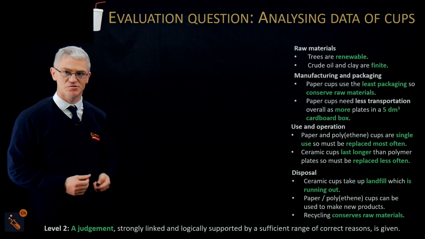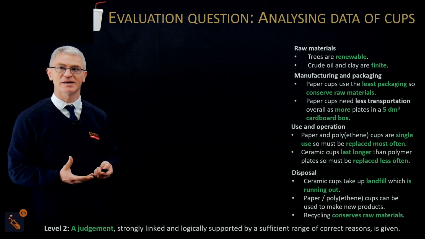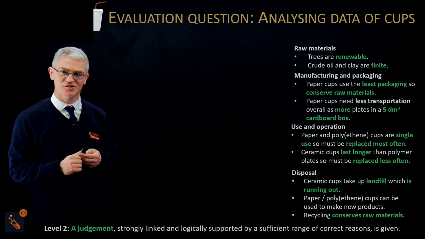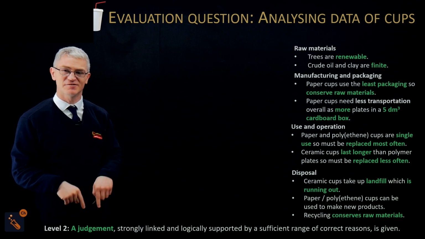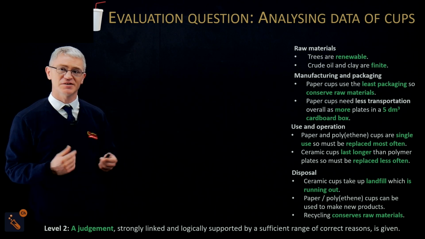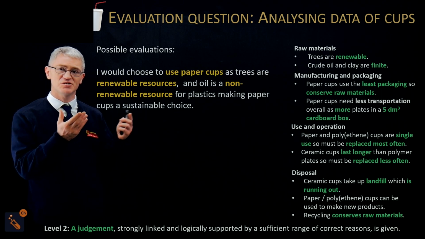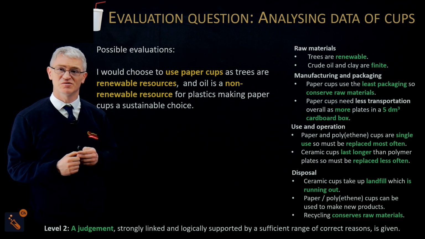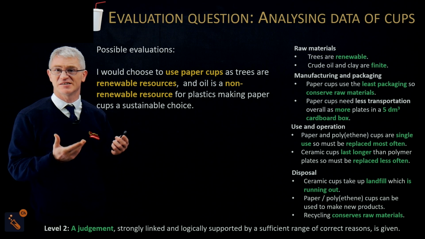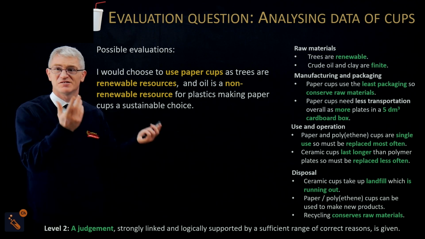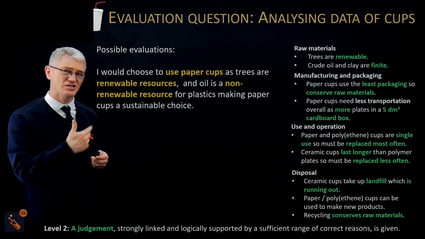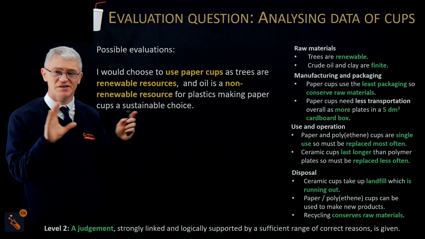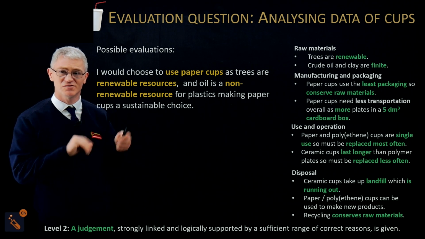There are a multitude of judgments. They don't have to be that complicated, so please don't worry too much about whether it is a really complicated judgment. It just needs to be linked and supported your judgment. So I'm going to give you some examples. I would choose to use paper cups as trees are renewable resources and oil is a non-renewable resource for plastics, making paper a sustainable choice. You can just keep on using it. So that, you're just taking one example out of here and then turning it into an evaluation. That's it. You don't have to use lots, just one will do.